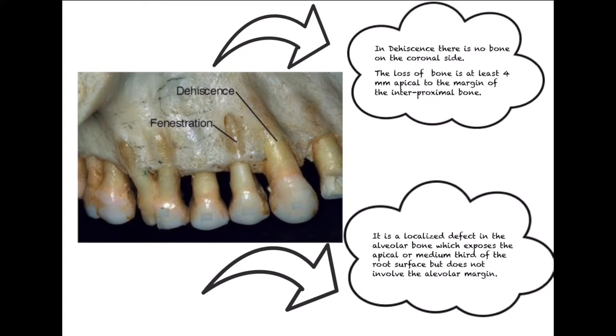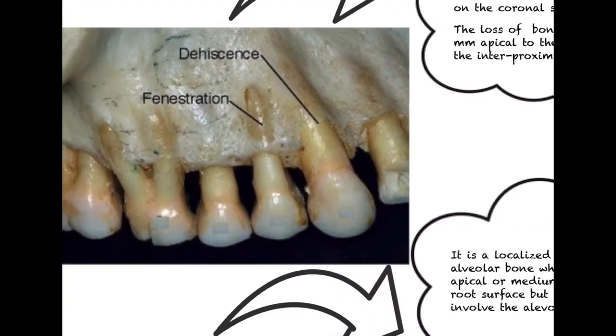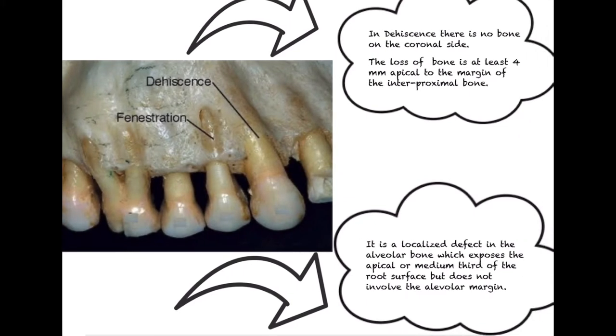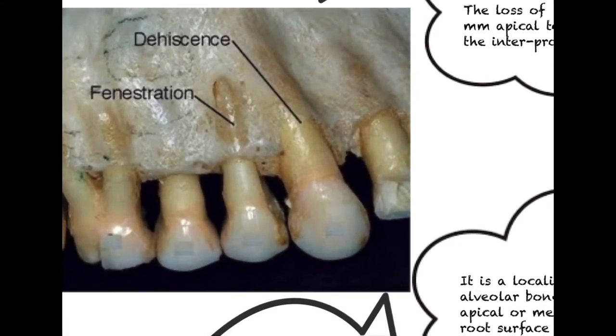So in this picture, I hope you can appreciate fenestration as well as dehiscence a lot more clearly than the previous one. In case of fenestration, we can clearly see that it is a form of localized defect within our alveolar bone, right? And particularly in this case, it is exposing the apical third of our root, and that area is devoid of bone. However, this is not involving our marginal bone or our alveolar margin. Can you see? It is extending from the apical third till the middle third, but the marginal bone is still intact in fenestration.